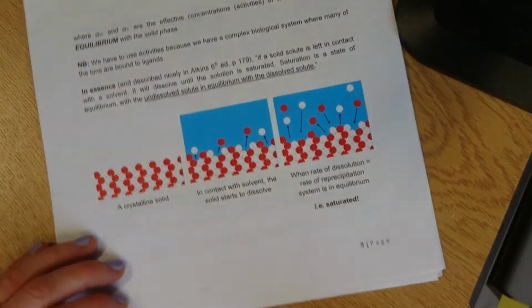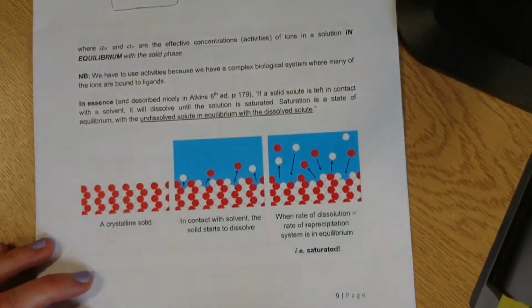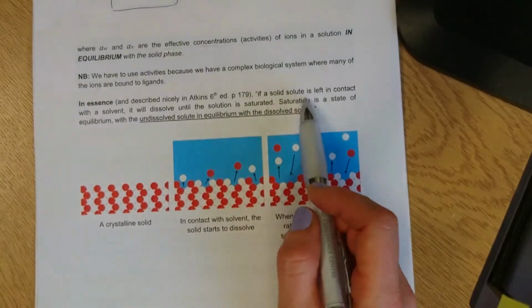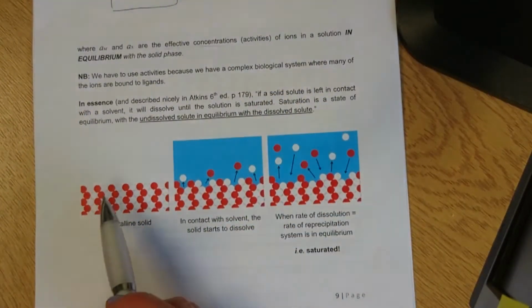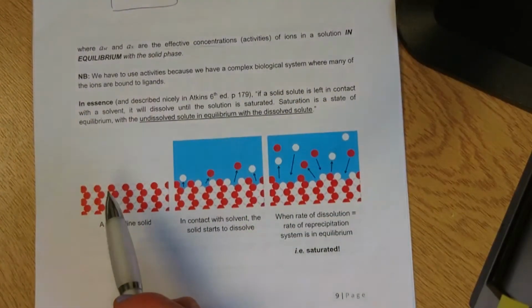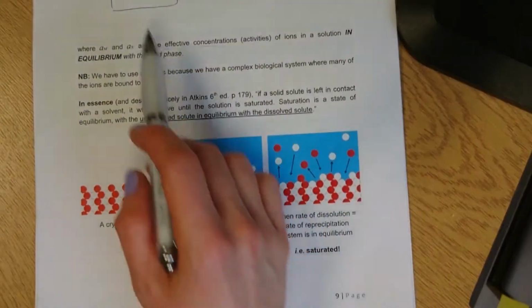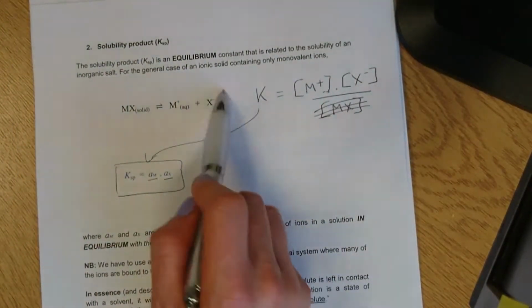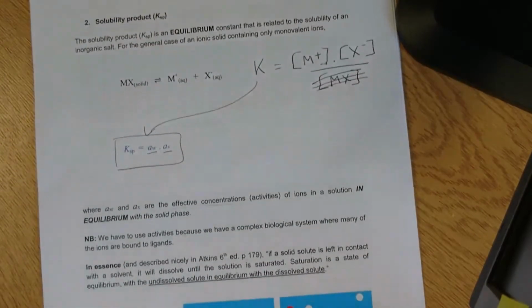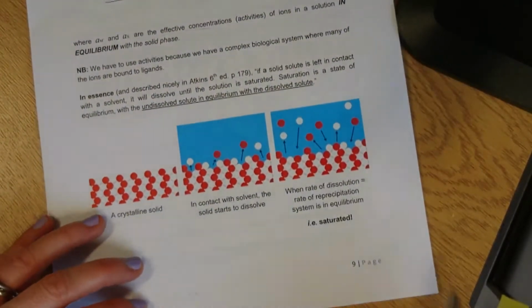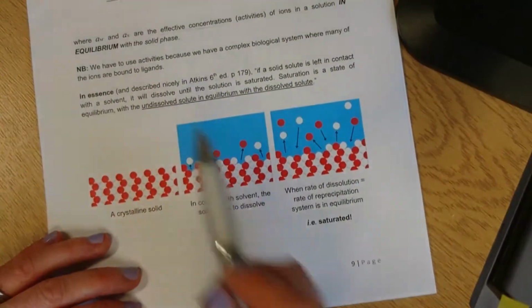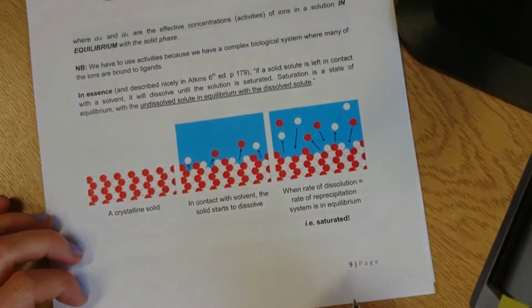And what that basically means is that if a solid solute is left in contact with a solvent, it will dissolve until the solution is saturated. So you move to your saturation point when this system has reached equilibrium. So saturation is a state of equilibrium with the undissolved solute in equilibrium with the dissolved solute.